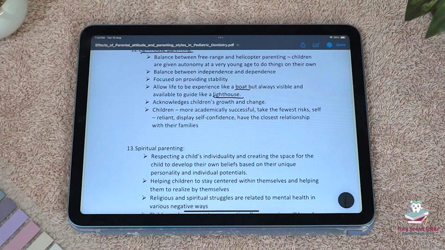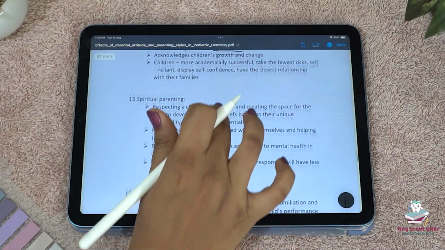Acknowledges children's growth and change. So children are more academically successful, take the fewest risks, are self-reliant, display self-confidence, and have the closest relationship with their families.